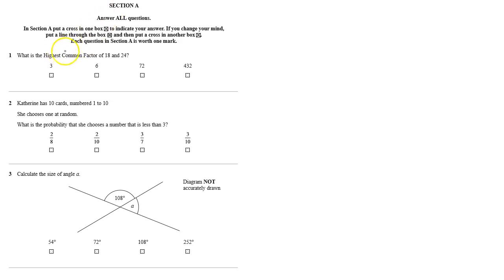Question number 1. This is Year 9 Excel 2015 paper mathematics. What is the highest common factor of 18 and 24? Question number 1. HCF of 18 and 24.